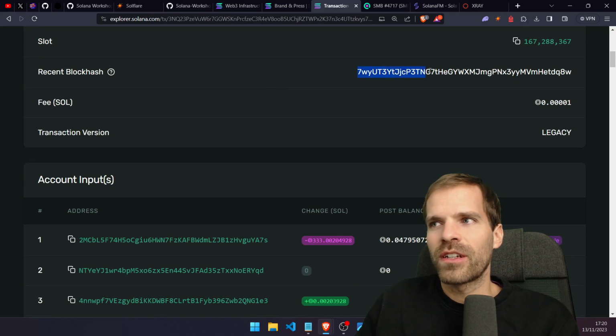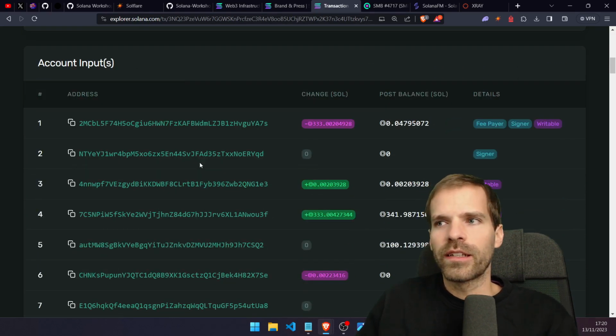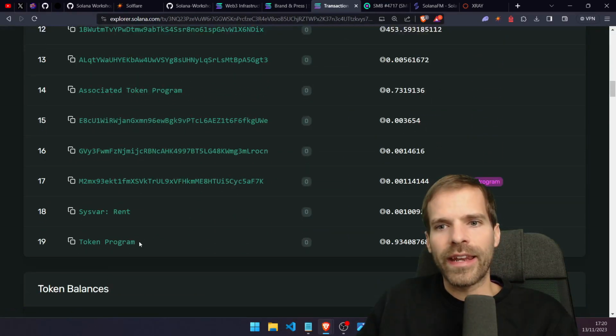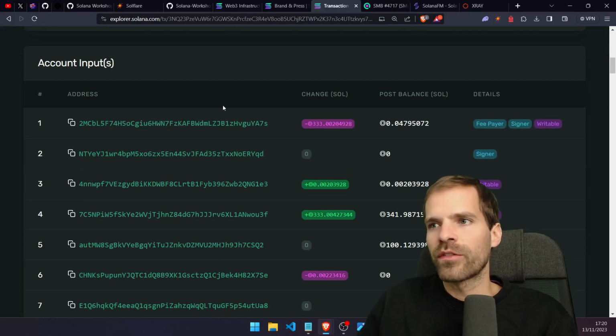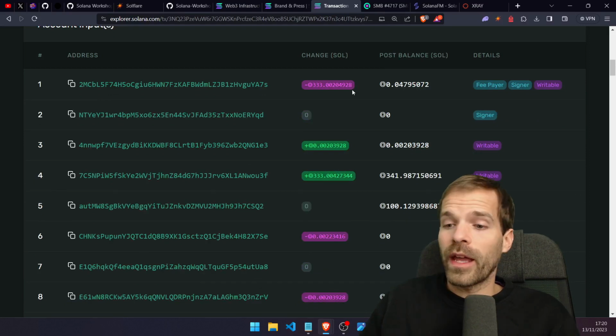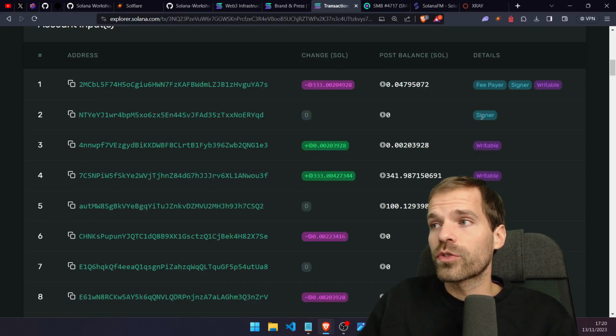What else is relevant here? Here we see a recent block hash from that time, and in the details we see all of the accounts that were involved. So there were 19 accounts involved, and Explorer then neatly displays the changes. That's also why I like the Explorer. And it tells us which one of those were signers and which ones were writable.